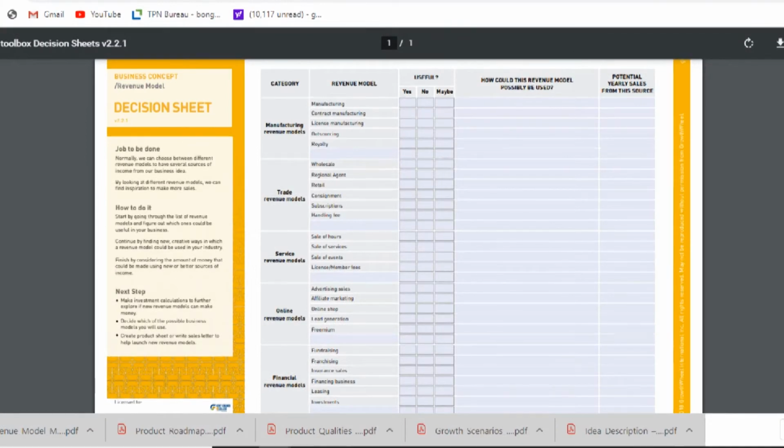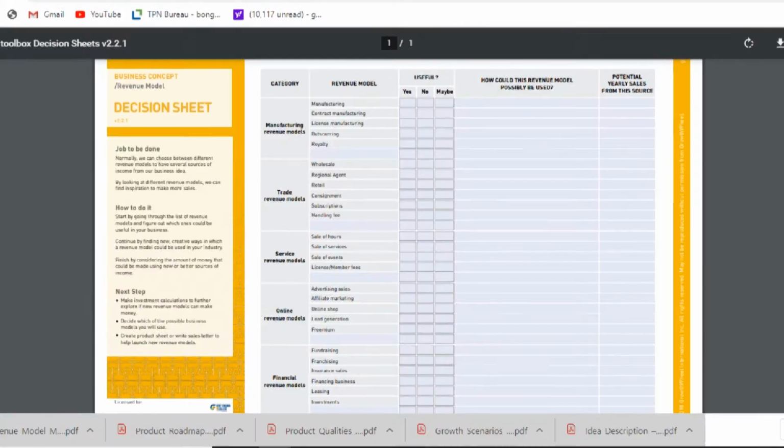Then the third one that I want to discuss with you guys is what we call the online revenue models. For example, you need to have what we call an online shop for the product that you want to sell. Do you want it to be an online shop? Are you going to put your product on an online shop? The other one, are you going to make money out of advertising sales?